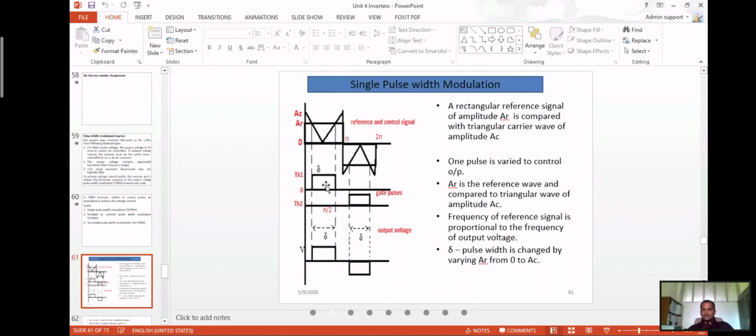When you trigger this SCR or any power electronics device, there's only one pulse, meaning just one trigger is given to the system. You have to compare this and find out the modulation index of the system. When you find the modulation index, the delta is given as the pulse width, when it changes from the reference signal. So the carrier signal and the reference signal are both modulated together.